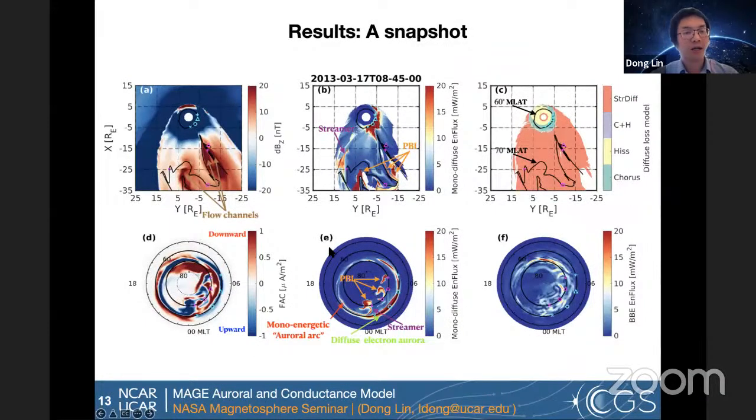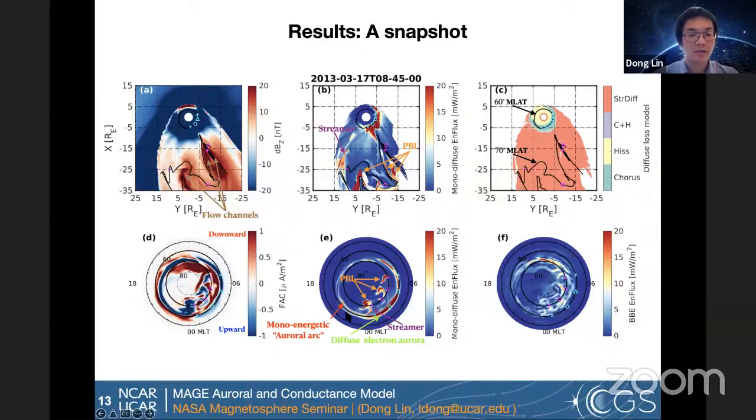So here is a snapshot of the three types of precipitation we just covered. Let's start from the middle panel in the bottom. This is the energy flux of monodiffuse electron precipitation. First, you can see there is an arc-like auroral structure on the dusk side. If you compare this with the field line current plot on the bottom left, you can see it's mostly inside the dark blue area, which is the upward field line current. This is just where the Knight relation is triggered.